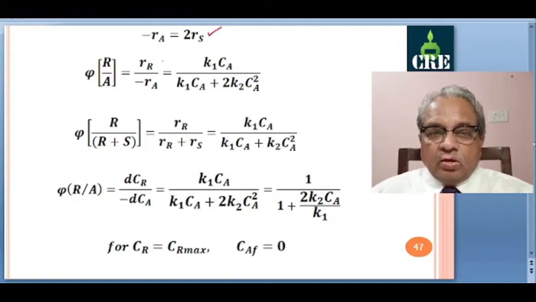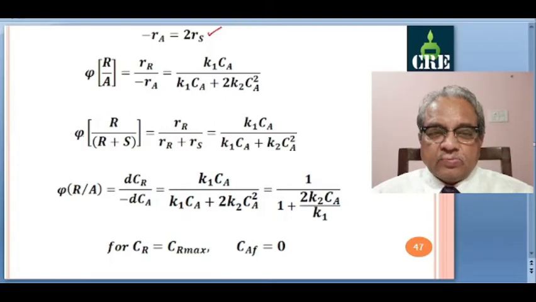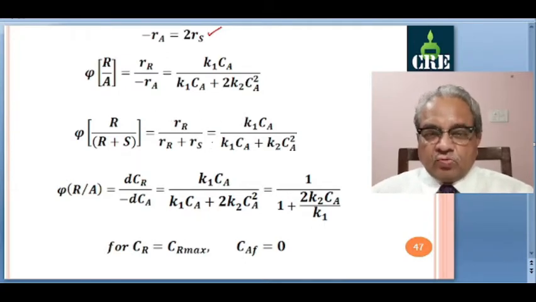So RR is K1 Ca. RA for the first reaction is K1 Ca, and for the second reaction we have to add this 2 here, so multiplied by 2 K2 Ca square. So R by A is defined like this. Instantaneous yield in terms of R by R plus S would have had the same terms if stoichiometry had been 1:1. It is not, so this is different now. RR is K1 Ca, whereas RS is K2 Ca square.